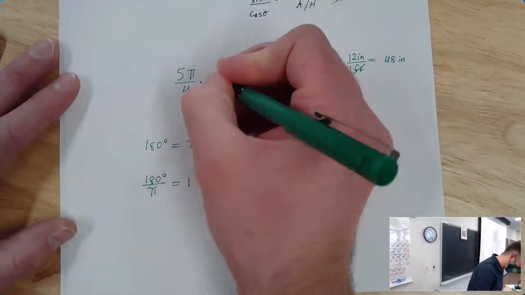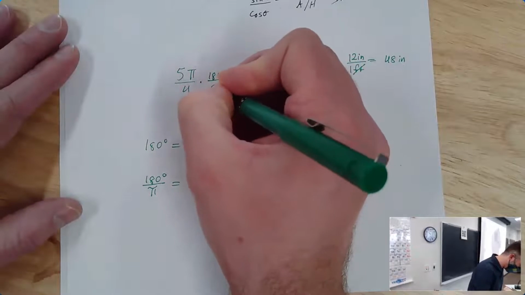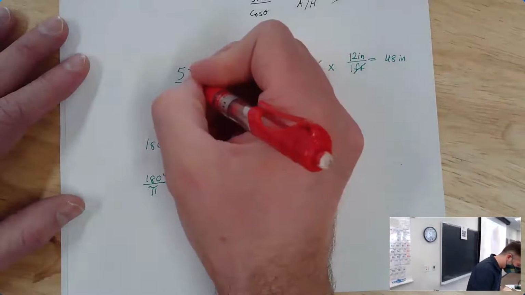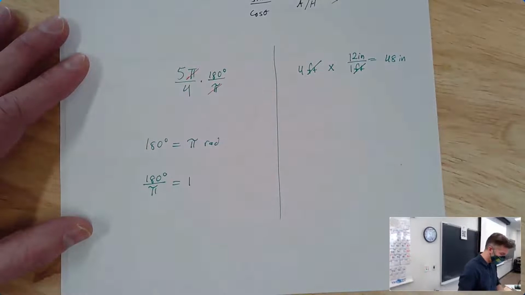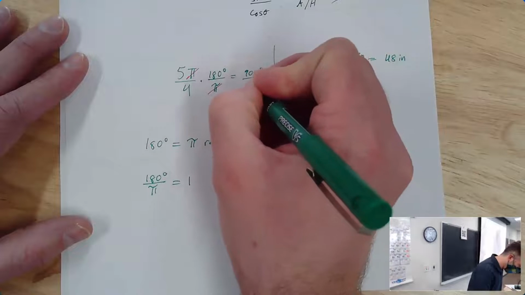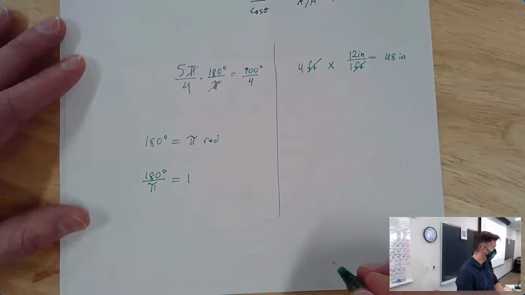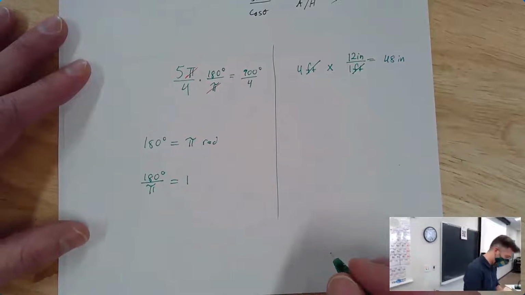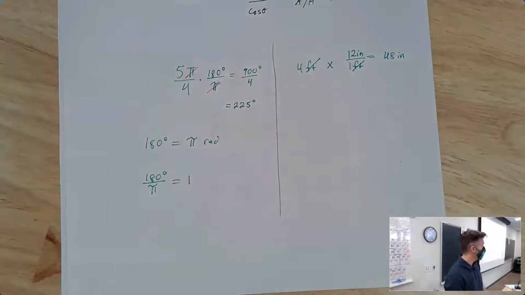If I multiply this by 180 degrees, excuse me, over pi, I'm not going to write radians because that's very standard. The pi's cancel. 5 times 180 is 900 degrees divided by 4. I don't like dividing by 4. I like dividing by 2 twice. 900 divided by 2 is 450. 450 divided by 2 is 225. So that's how I'm converting from radians to degrees there.